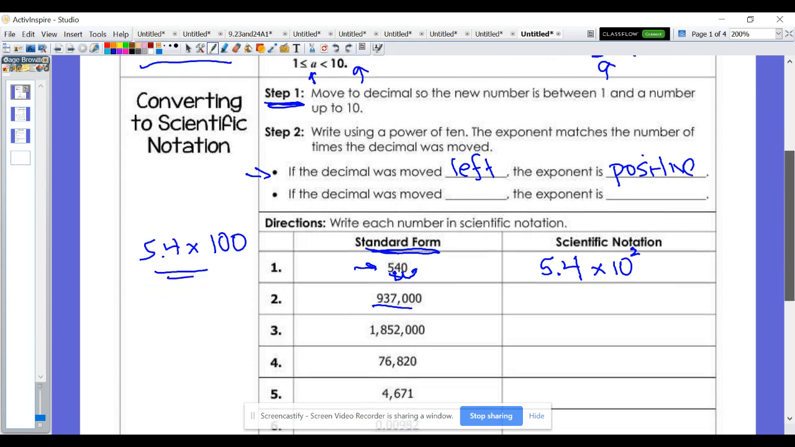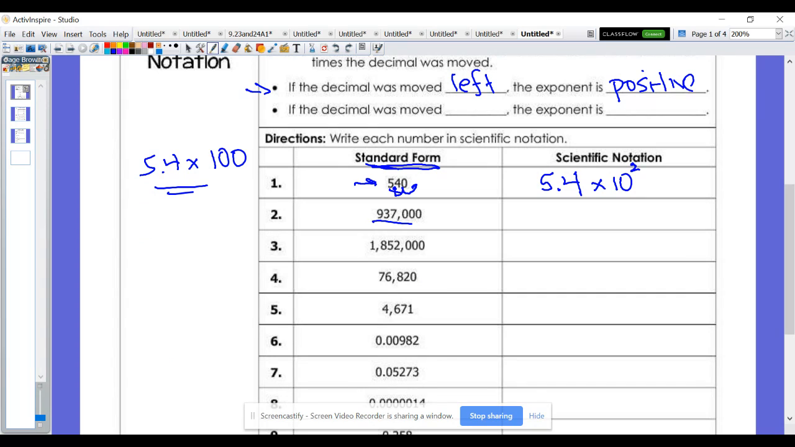Now, if I scroll down a little bit more, let's look at a little bit of a different example, like number 6. Actually, let's do one more like the one that we just did. Let's do number 3. So again, I'm going to follow my steps. The first step is that I got to get this thing looking like a number between 1 and 10. Find your decimal point first. Decimal point's right here at the end. If there is no decimal point, it's at the end. And then I'm going to start moving it. So I'm going to go here, here, here, here, here, here, and there we go. Now I have a number between 1 and 10.